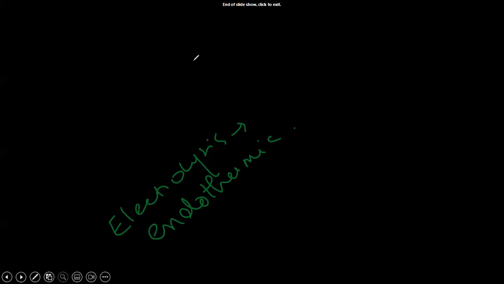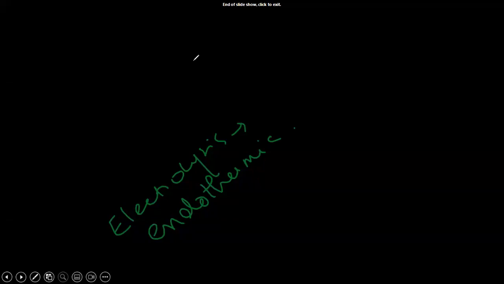Why is it an endothermic process? Because I have to provide electrical energy so that the compound will break down, right? What was electrolysis? Breakdown of an ionic compound using electrical energy, or using electricity. If I don't attach a battery to my system, electrolysis will not happen. It won't work.